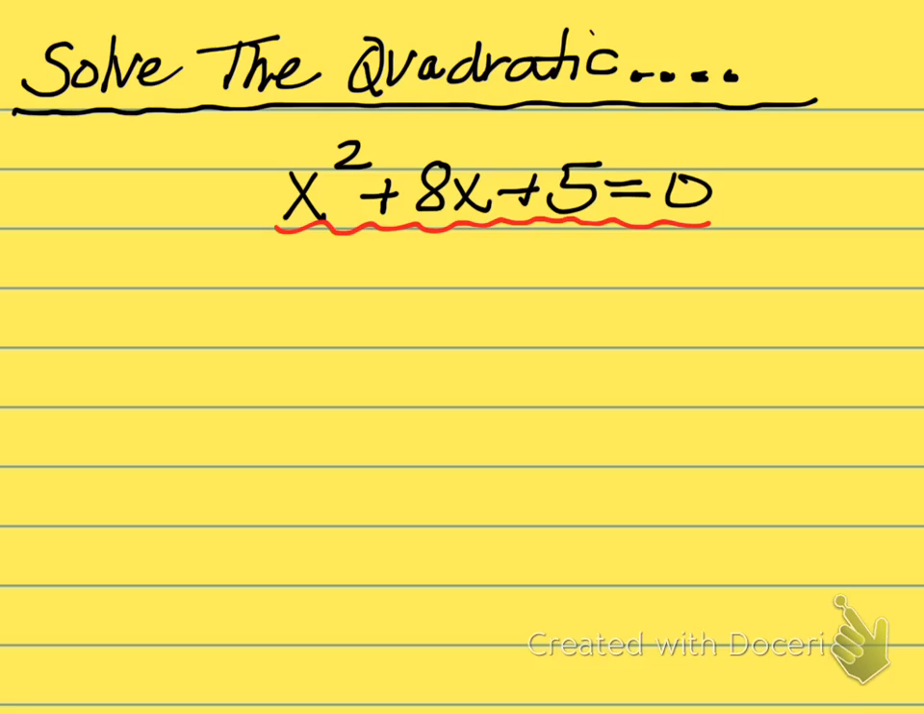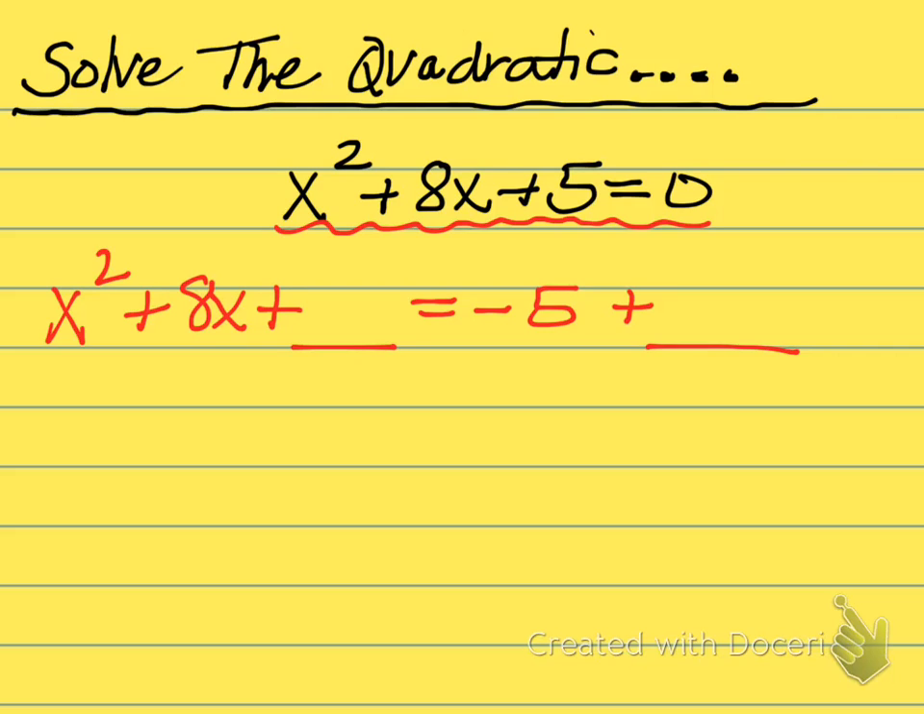Once you have that, you're going to keep all your x's together, so x squared plus 8x, and you're going to send the number to the other side. So we're going to send that 5 over, which is going to make it negative 5. And we're going to prepare to complete the square by putting our blanks in there. So now we need to fill that blank.